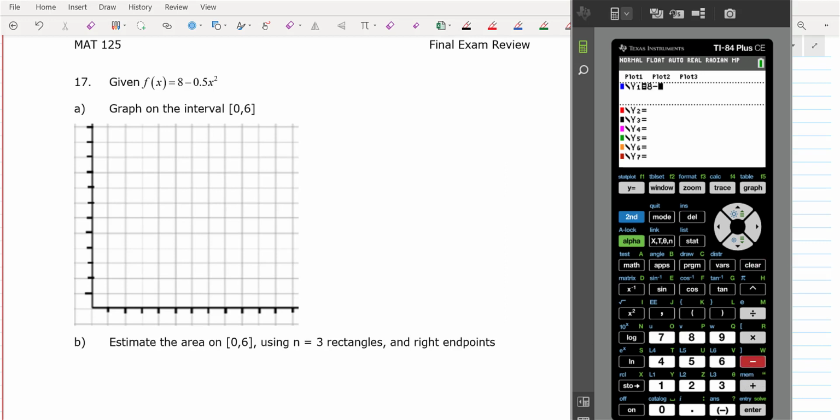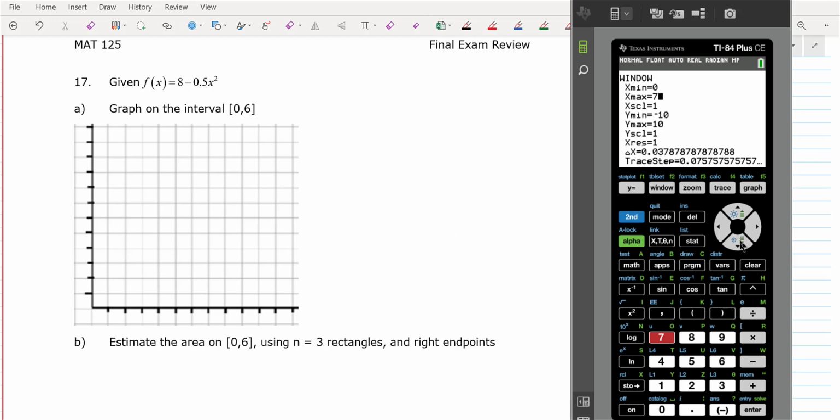So I'm going to put in 8 minus 0.5x to the second. I'll just give you some kind of a curve that's pretty easy to graph. And for a window, we're going to graph from 0 to 6. Now, one thing on a graphing calculator, it's always pretty important to go a little bigger than that endpoint, because sometimes the graphing calculator will mess up a little bit.